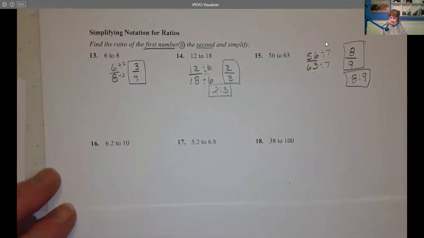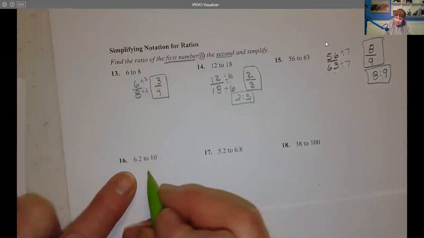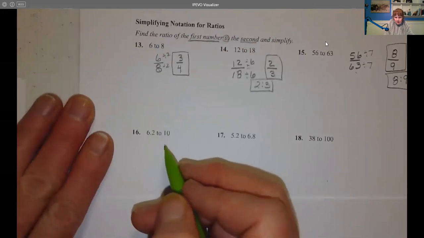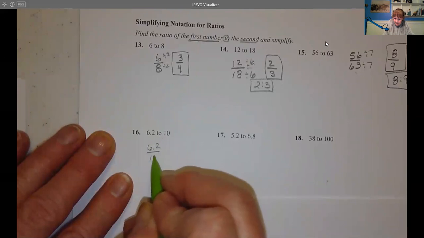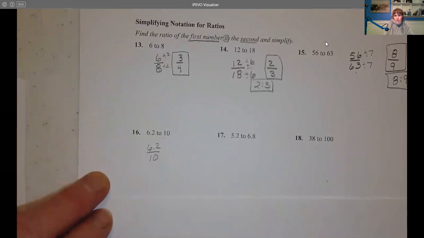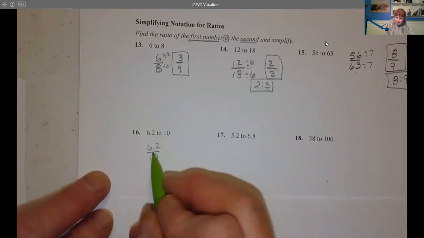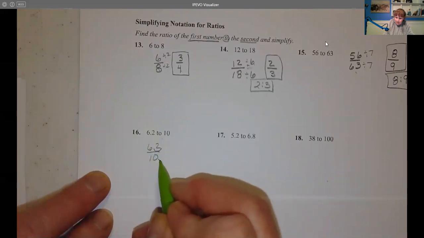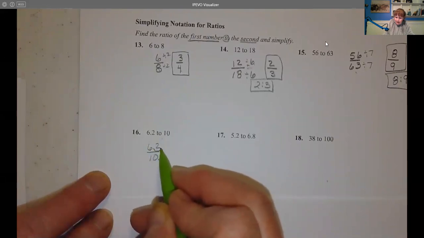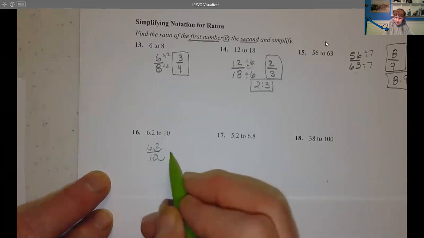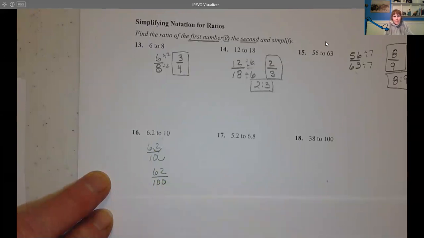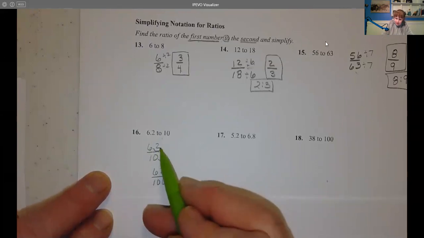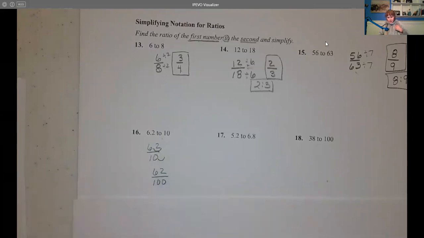Let's do some with some decimals in them. All right, let's do 16 and 17. Whoa. Okay, we're going to put 6.2 over 10. Now to reduce this, I would get rid of the decimal, move it over once, move it over once. So in other words, multiply by 10 over 10. So we end up with 62 over 100. All right, so if you move this over once, move that over once. You just have to add a 0 there to move it over once.